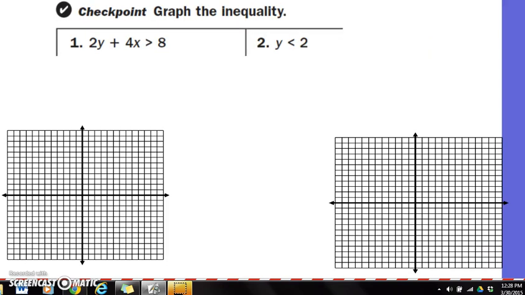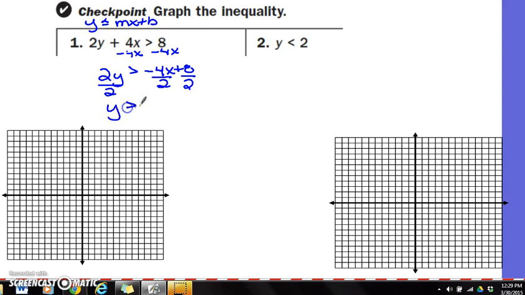Okay, last 2 questions. If you look at example 1, you can't graph this until it is in y greater than or less than mx plus b. So you have to get it there. We have to solve for y. So what we're going to do is subtract the 4x to the other side and get 2y is greater than negative 4x plus 8. Then you have to get the y alone, so you're going to divide by 2. And you're going to get y is greater than negative 2x plus 4.